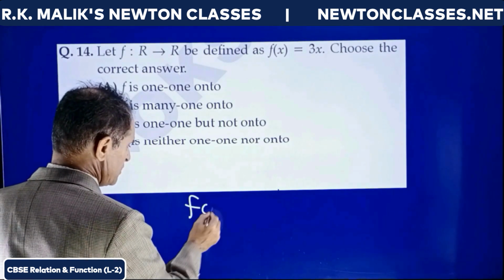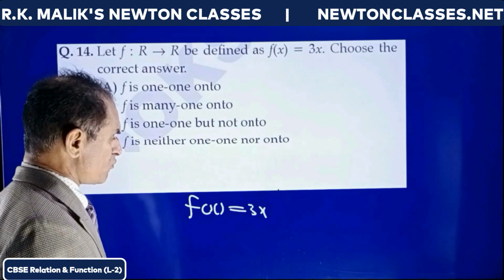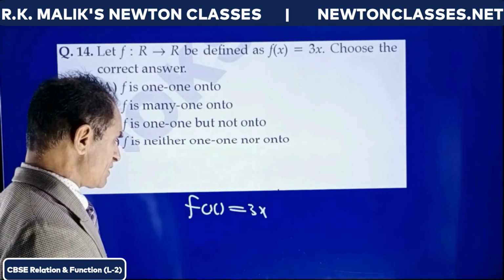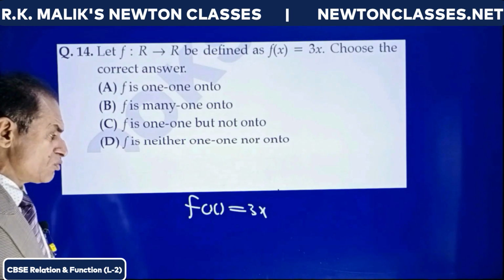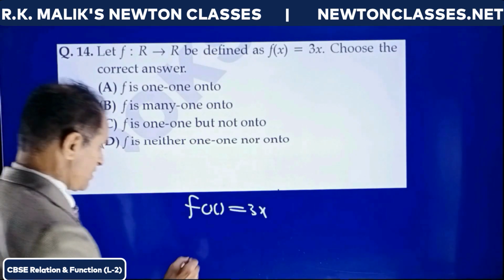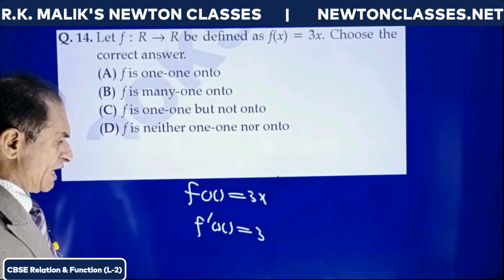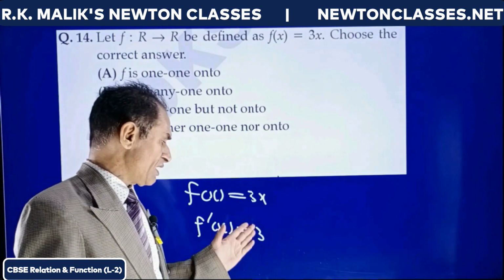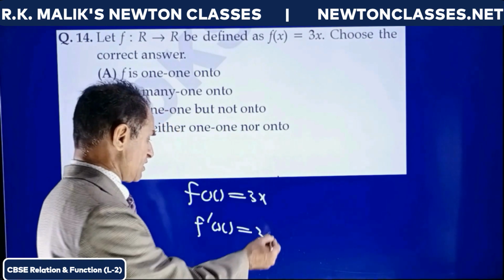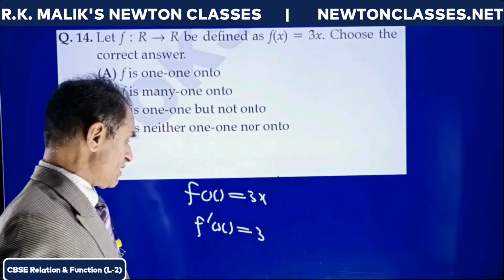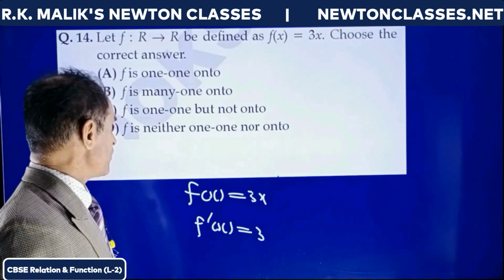It is clear that f(x) is 3x, and as I told you, for checking the 1-1 nature of the function, the best is to find the derivative. If the derivative is always greater than or equal to 0 or always less than or equal to 0, then the function is called 1-1. Here f'(x) is 3, and because the derivative is always greater than or equal to 0, which means for any value of x it is positive. Because x is not present, it means for every value of x the answer is 3, and 3 is a positive number. Hence, because for every value of x the derivative is positive, the function is 1-1.